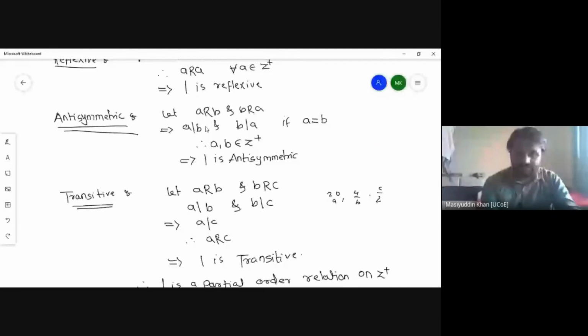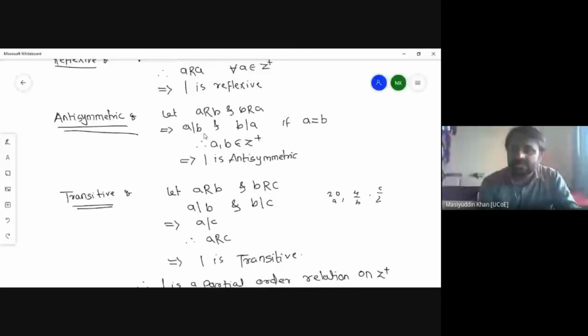But if a and b are both equal, say 2 divided by 2, then these conditions we can fulfill if a is equal to b. This implies that a, b belongs to Z plus, and that's why we can say divisibility is antisymmetric.